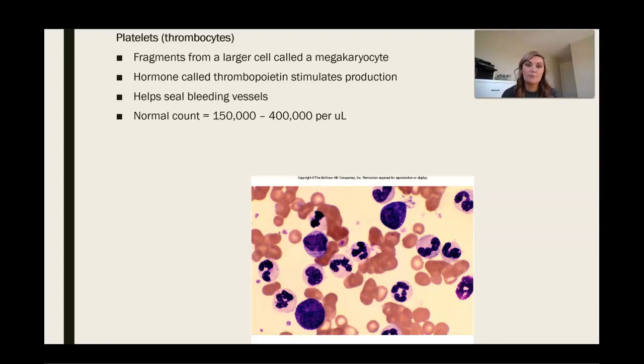These are going to be important because they're going to help seal off bleeding of vessels within the body, or if you have some type of cut or opening to the outside portion of the body. Now, a normal thrombocyte count is going to be about 150,000 to 400,000 per microliter of blood.